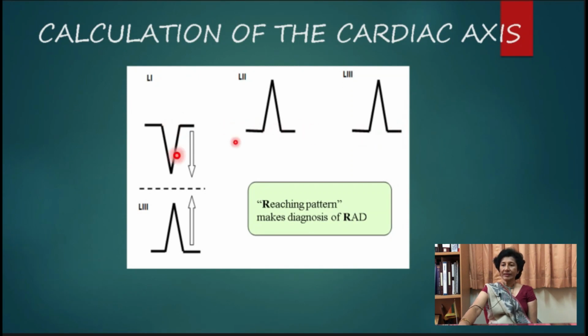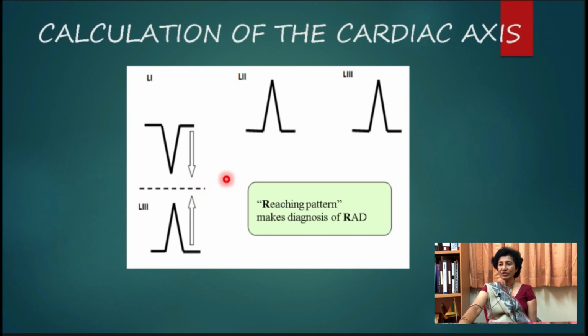In this patient, lead 1 has negative QRS polarity. That means the vector of the QRS complex is downwards. Coming to lead 3, the QRS polarity is positive and the vector of this QRS complex is upwards. Therefore, two vectors of these two QRS complexes are reaching each other. Reaching pattern of vectors in lead 1 and lead 3.